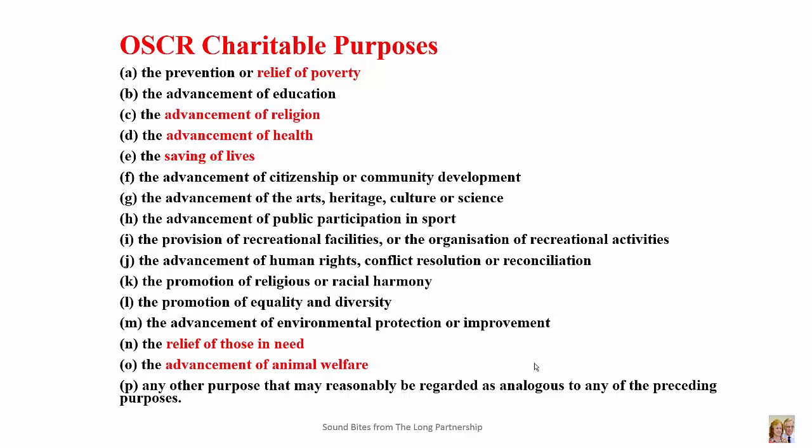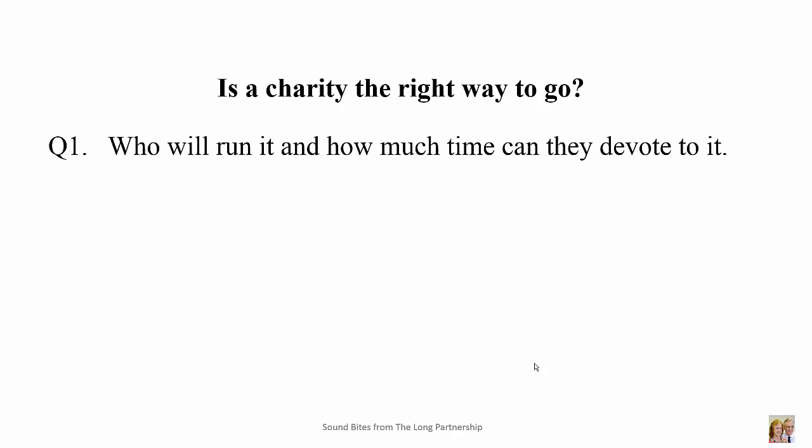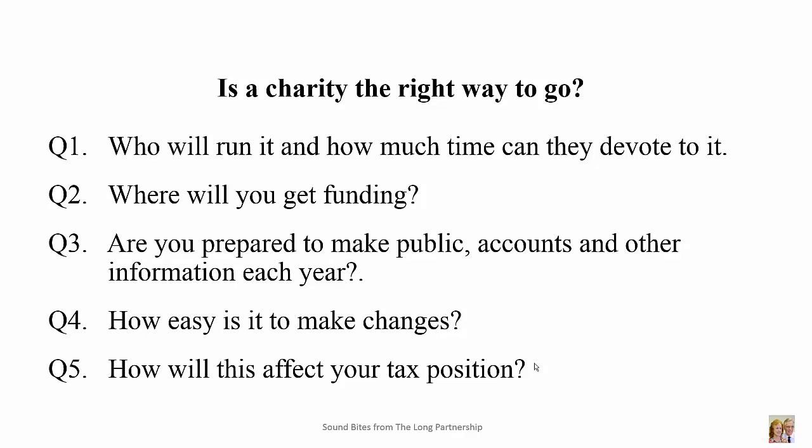On the screen you will see a list of charitable purposes from the OSCR website, and I've highlighted some of the more obvious purposes that most people will relate to, and these would normally be included in the charity's governing document. You'll be starting to see that there are a lot of complexities in setting up a charity. You therefore need to ask some basic questions, including whether charitable status is right for you and your organisation.